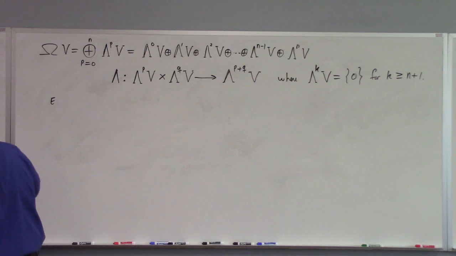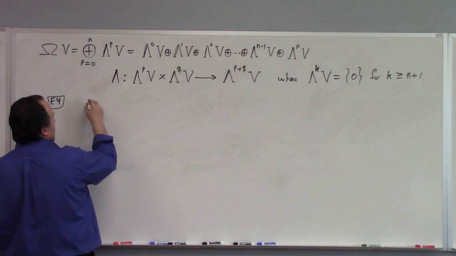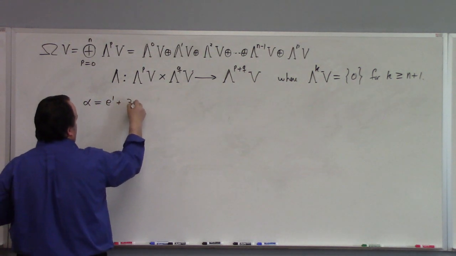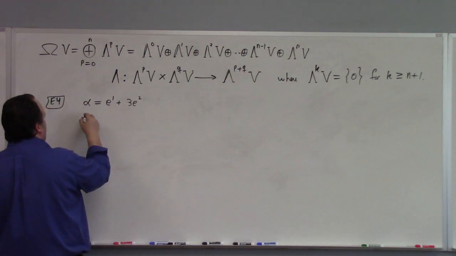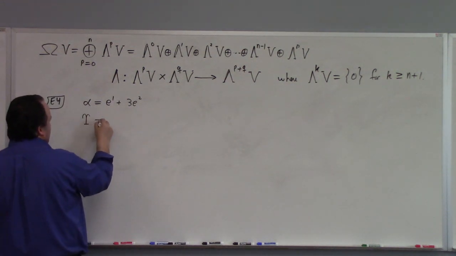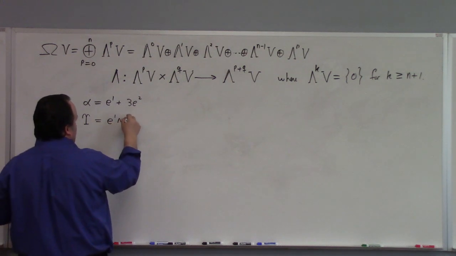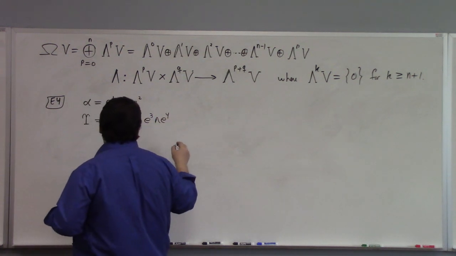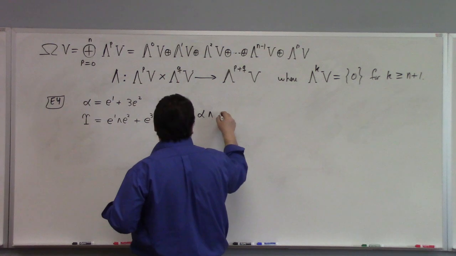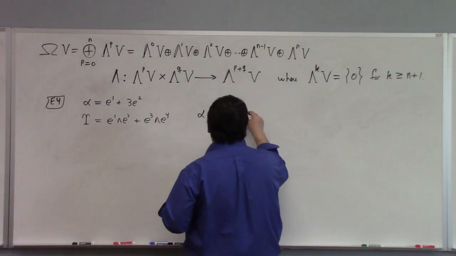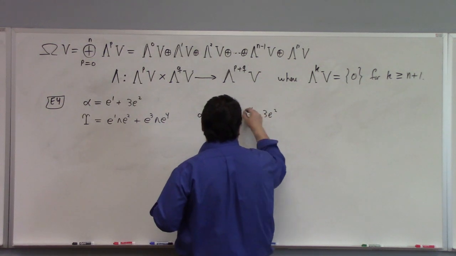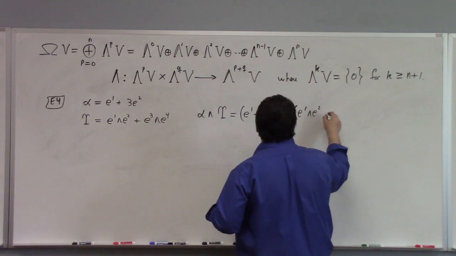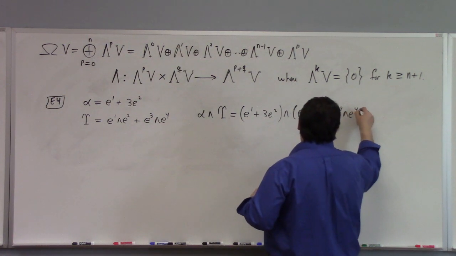I haven't done enough examples in here yet. Example 4: if we had something like alpha equals e1 plus 3e2, and upsilon is equal to e1 wedge e2 plus e3 wedge e4, then alpha wedge upsilon is e1 plus 3e2 wedged with e1 wedge e2 plus e3 wedge e4.